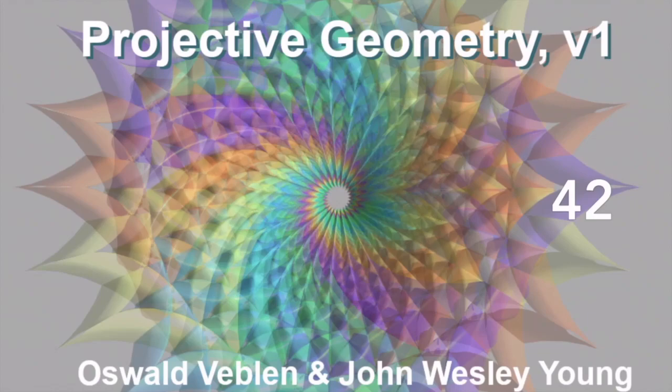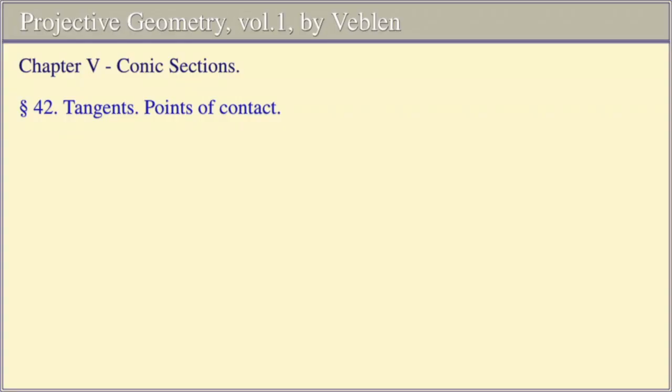Projective Geometry, Volume 1, by Oswald Veblen and John Wesley Young. Chapter 5, Conic Sections. Section 42, Tangents, Points of Contact.